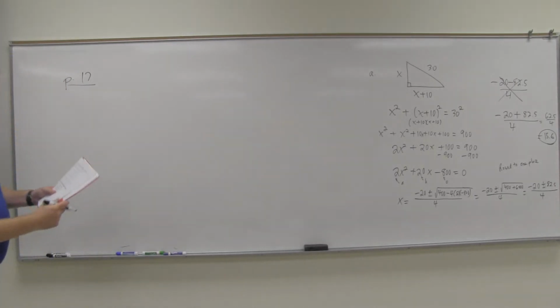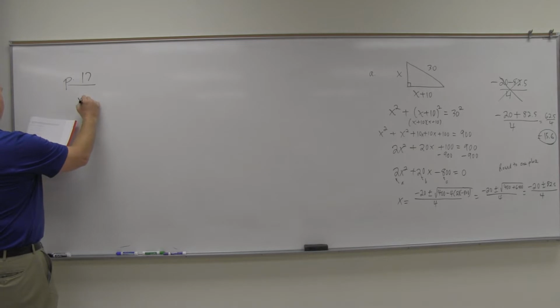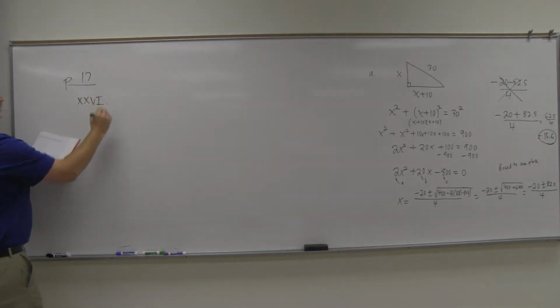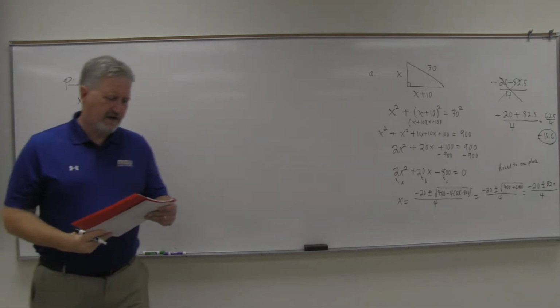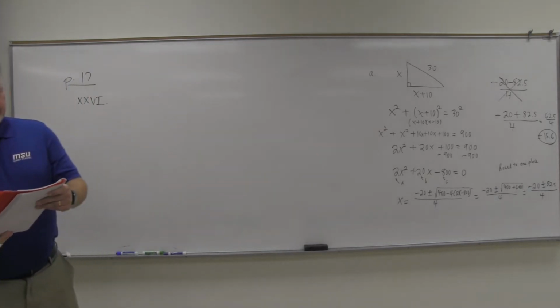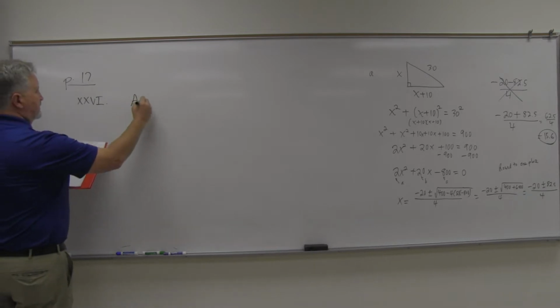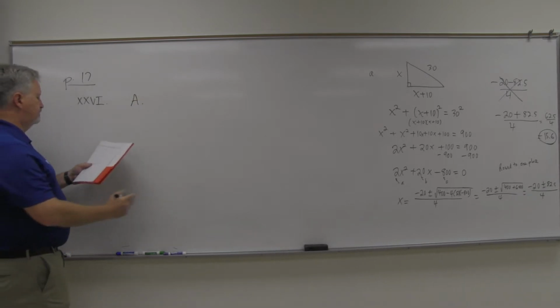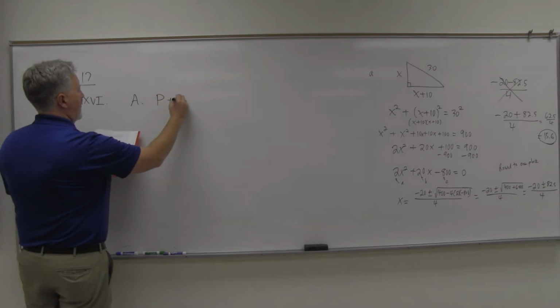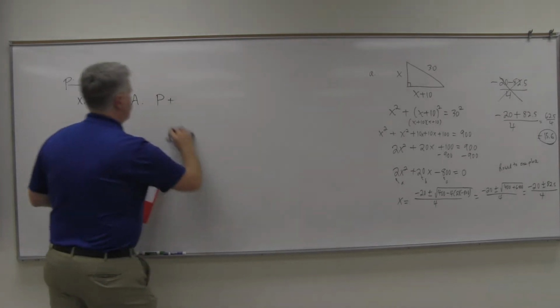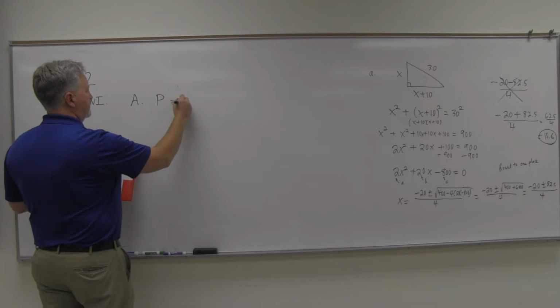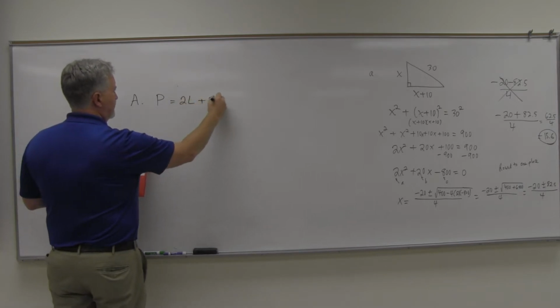So page 17, Roman numeral, we're on 26 now. It talks about solving equations for an indicated variable, okay? So let's just talk about what that means. If you don't recognize this, A is the perimeter formula of a rectangle.